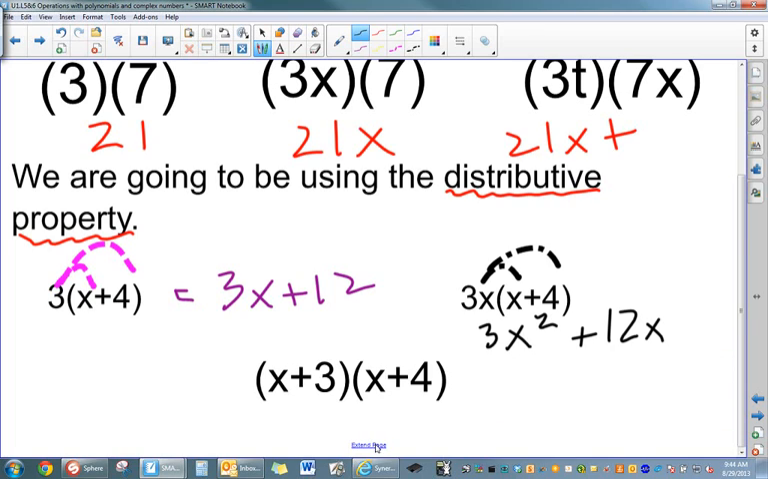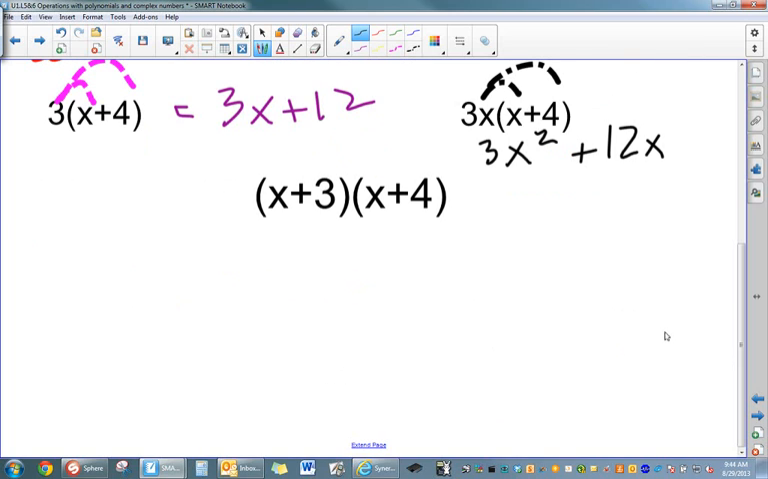And the last one, the binomial. X plus 3 times x plus 4. X plus 3 times x. When anyone beats those, oh my god, do not say FOIL. You distribute. That's all you do. You only distribute. That's all it is.